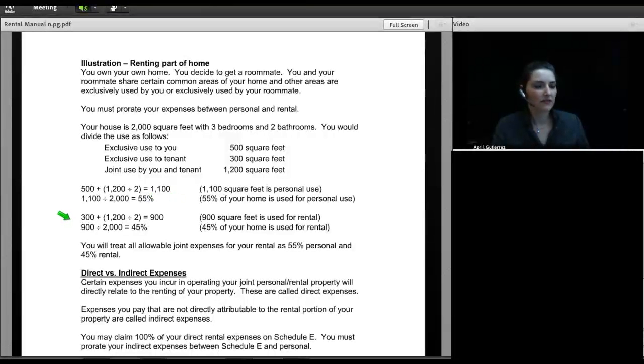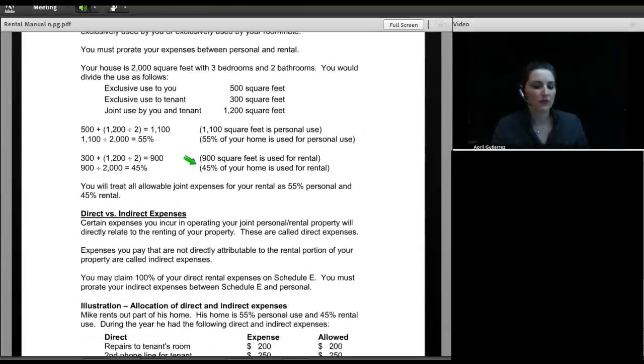The tenant has exclusive use of 300 square feet plus half of the rest of the area for a total use of 900 square feet. 900 square feet is 45% of the entire home, and that means 45% of the home is used for rental. You will treat all allowable joint expenses for your rental as 55% personal and 45% rental.